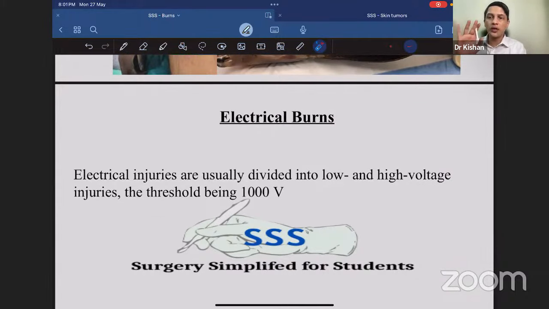Okay, coming to electrical burns. You need to know 4 to 5 points. It can be a 5 marker or 3 marker. I'll tell you 5 points. For any 5 marker, you know 5 points. For a 10 marker, you know 10 keywords. That's more than enough. If you write 10 keywords for the 10 marker, you get maximum marks.